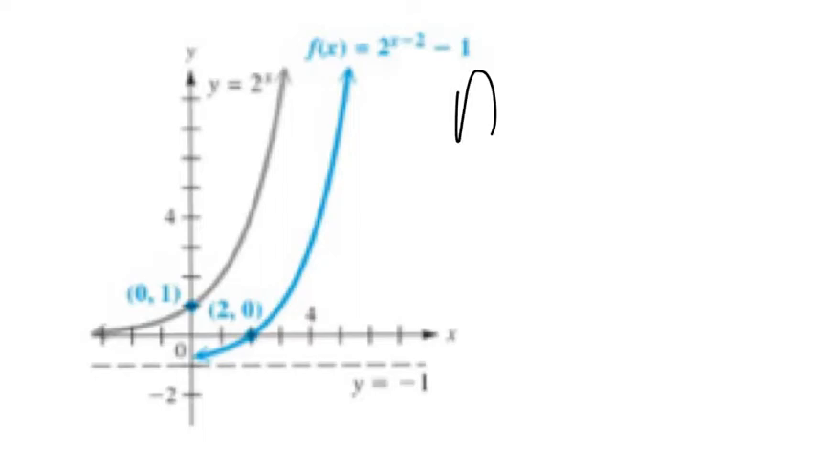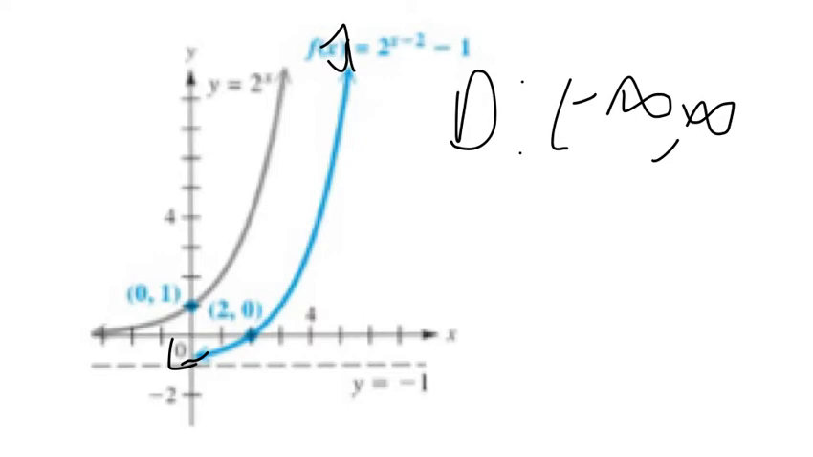So the domain, you notice it keeps going on and on to the left and right, so the domain would be from negative infinity to positive infinity. And the range, since we shifted it down 1 unit, instead of it being from 0 to infinity, it's from negative 1 to infinity.